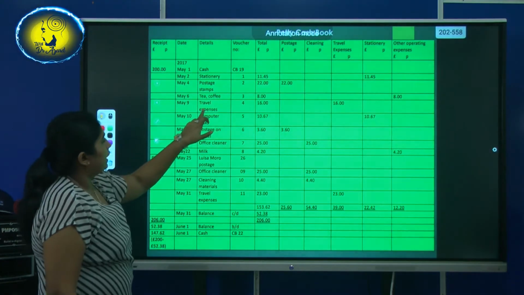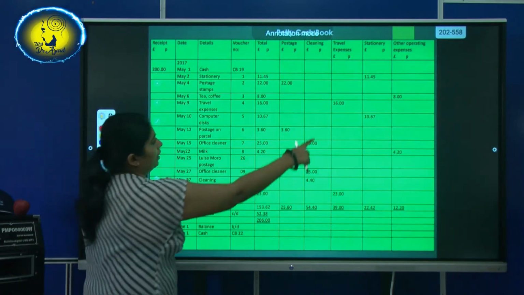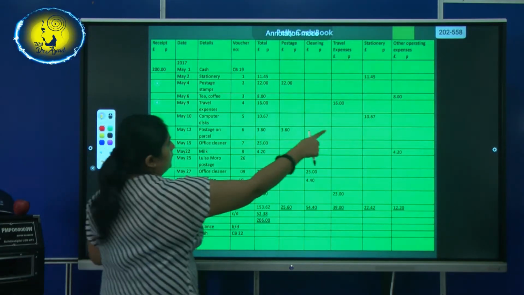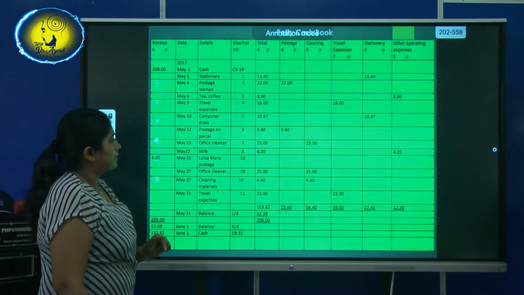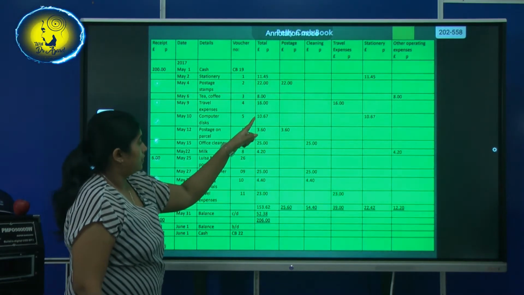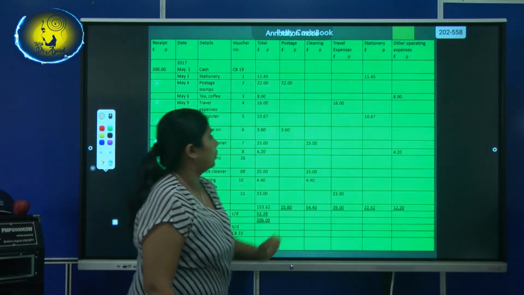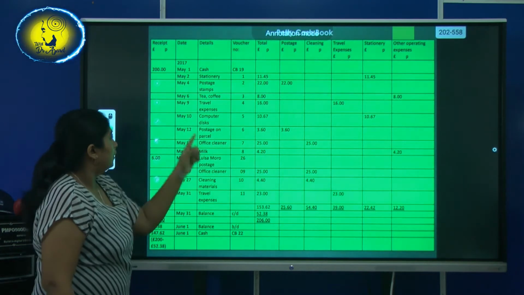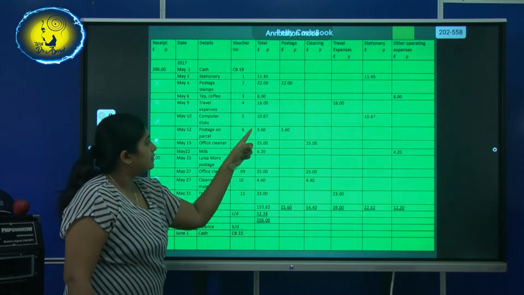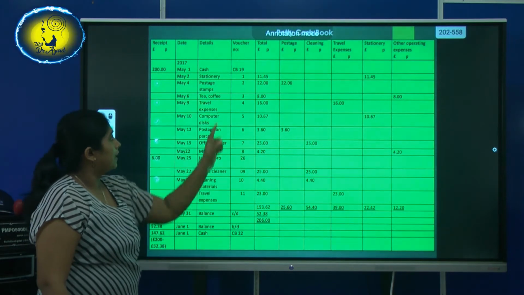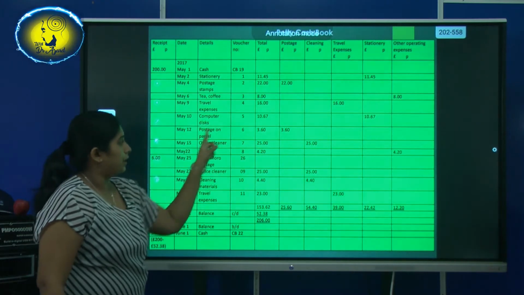Okay, so travel expense, 16 pounds in the total column. Then what is the specific column? It belongs to travel expenses. Computer disk 10 pounds and 67 pence. It relates with the stationery, so I wrote it in the stationery column. Postage on parcel, voucher number 6. First you have to write 3 pounds and 60 pence in the total column. Postage relates with the postage column.